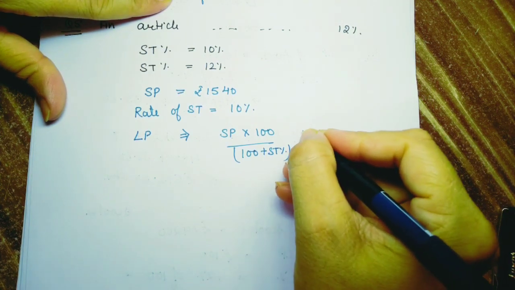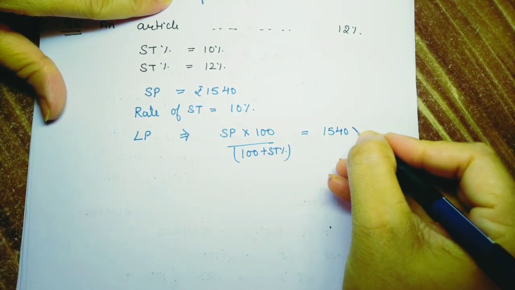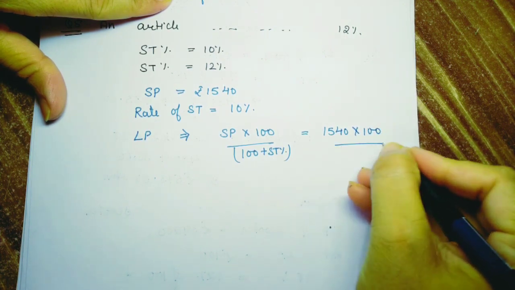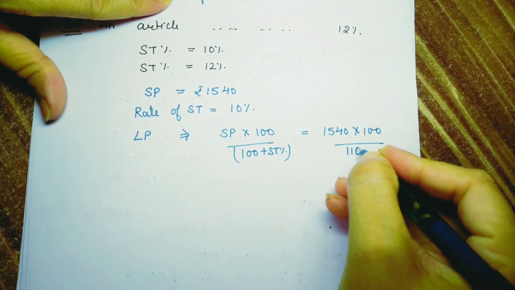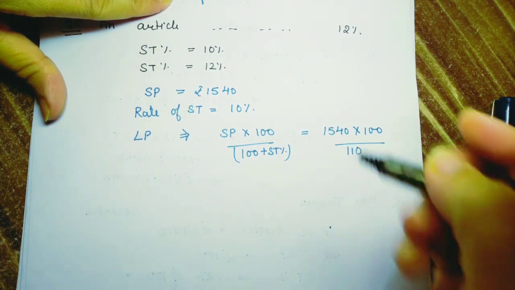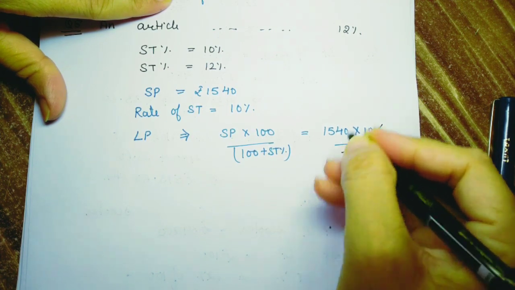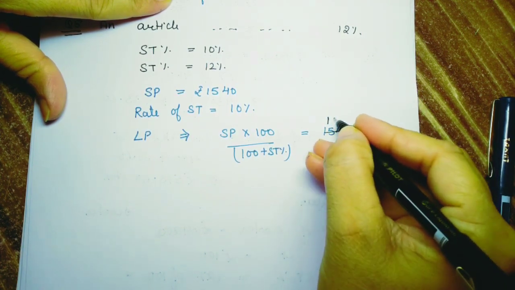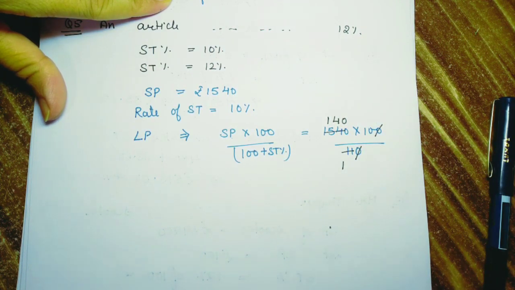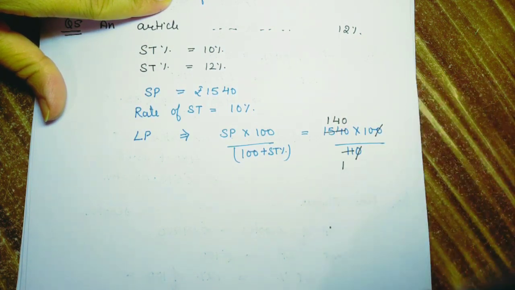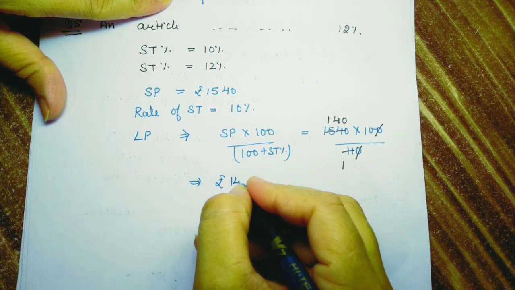Okay, so how? 1,540 is our selling price, then 100 and 100 plus 10. So here it is 110. If it is possible to cancel, then cancel out. 10 cancel by 10. 11 1s are 11, 11 4s are 44, then 0. So students, from here we get the list price, that is rupees 1,400.